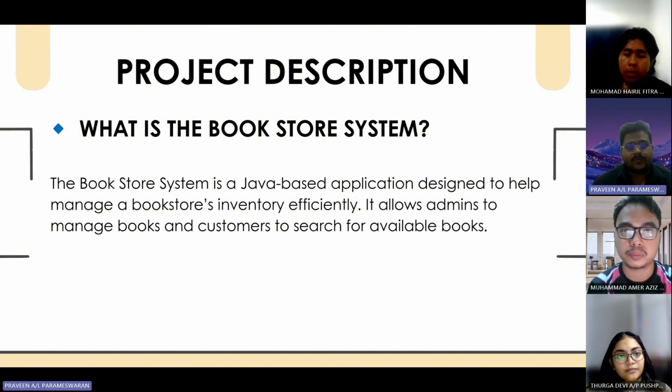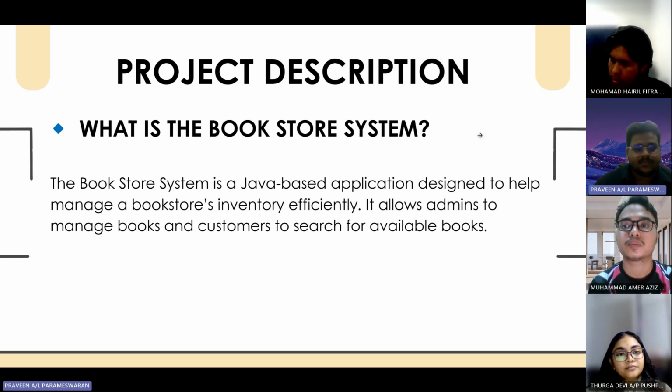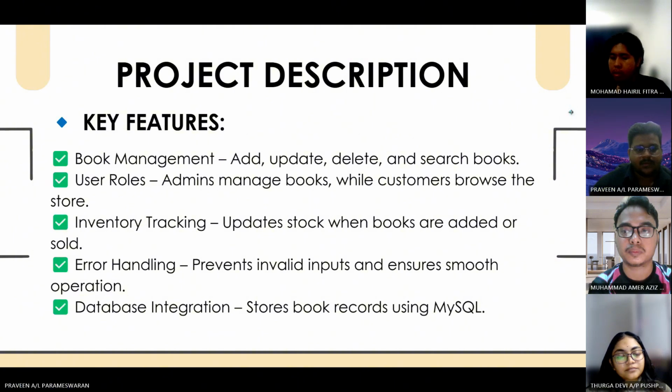For the project description, what is the bookstore system? The bookstore system is a Java-based application designed to help manage a bookstore's inventory efficiently. It allows admin to manage books and customers to search for available books. The key feature is book management, which is admin can add, update, delete, and search books.